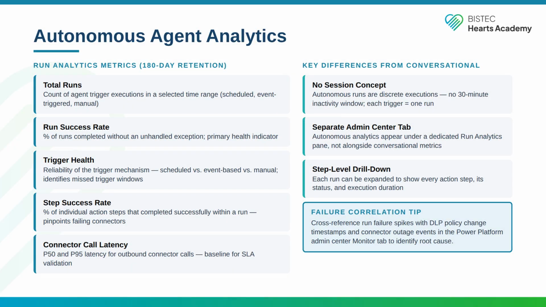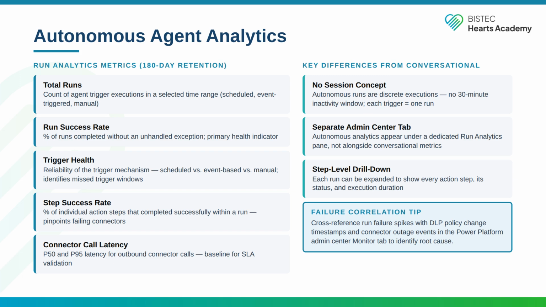Autonomous agents operate on a different execution model than conversational agents, and their analytics reflect that difference. Rather than session-based conversation metrics, autonomous agent analytics track run executions, discrete trigger-based events with step-level diagnostic detail. 5 metrics are tracked with 180-day retention.